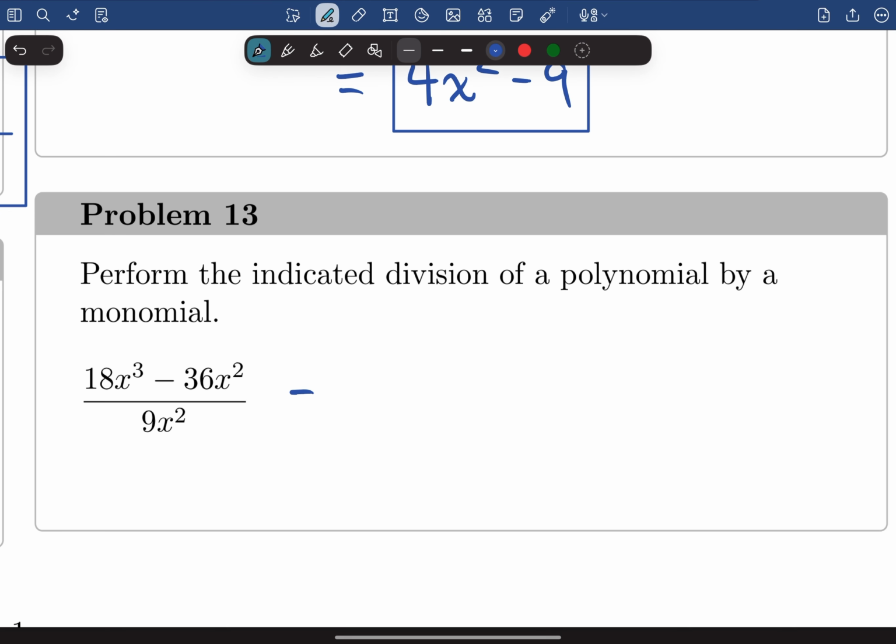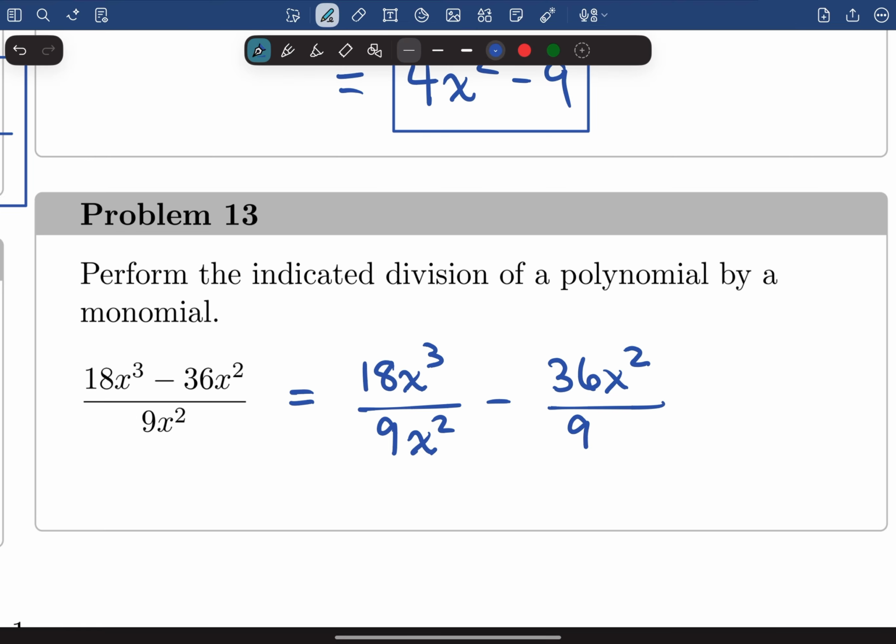Great. So if you want to, you can actually separate these out. You could take the first term of the numerator, divide it by 9x squared, and then subtract the 36x squared divided by the 9x squared. So you could separate it one at a time. Next, let's write the result.